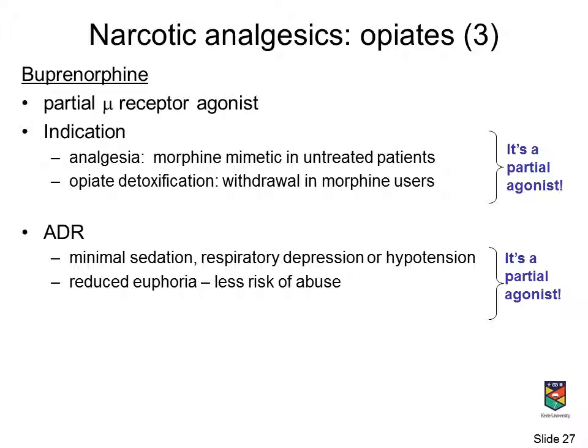It can also be used to treat patients who have become accustomed to morphine use, because rather than quickly withdrawing it, you can switch firstly to a partial agonist and then withdraw that more slowly, and that kind of eases the patients off the drug, if you like, by going to a lower efficacy agonist first. So it's useful in opiate detoxification. In terms of adverse effects, you see the same thing. You get less sedation, less respiratory depression, less hypertension, less euphoria, less risk of abuse, all because it's a partial agonist. It's less effective at the mu-opioid receptor.